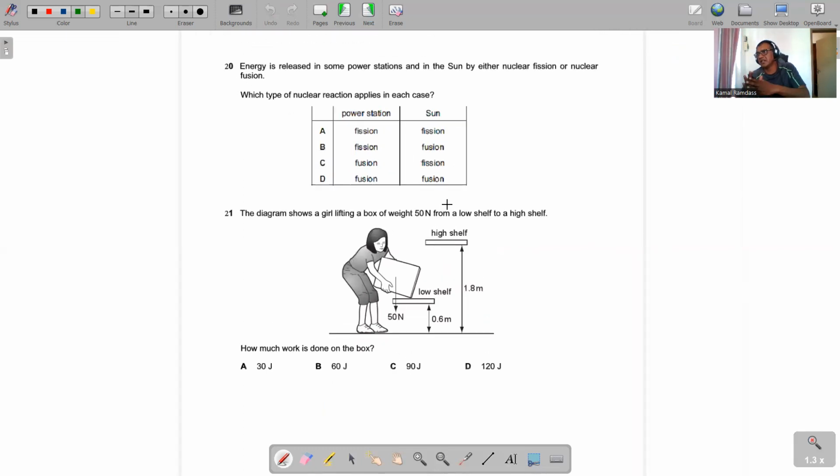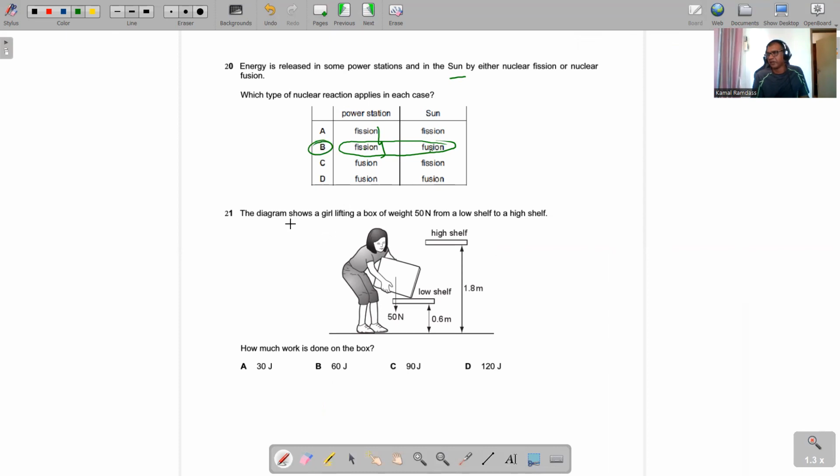Energy is released in some power station and in the sun by either nuclear fission or nuclear fusion. Dans sun, nuclear fusion, the power station est nuclear fission. OK? Power station fission, sun fusion. Fission of the uranium atom, et ça c'est fusion of 2 hydrogen nuclei.